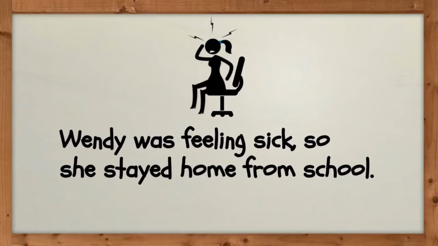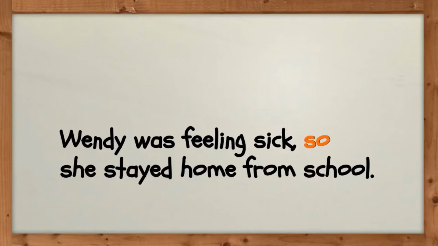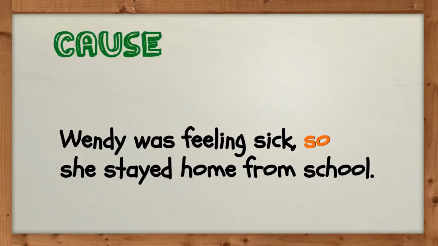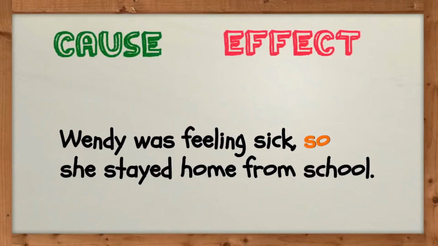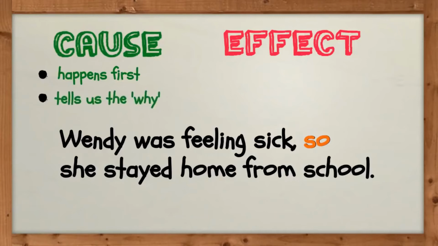Wendy was feeling sick, so she stayed home from school. Can you see the signal word? That's right, so. Now let's work out which is the cause and which is the effect. Remember, a cause happens first, but not always first in the text. And it answers the question, why did this happen?